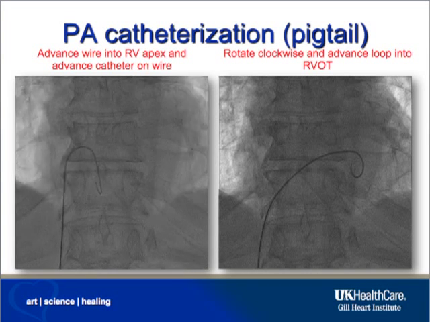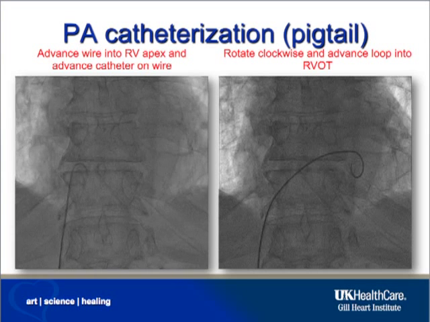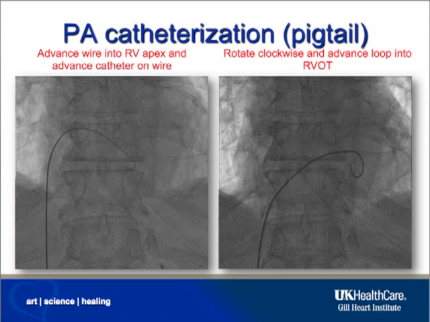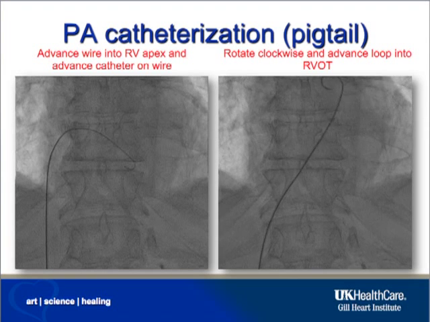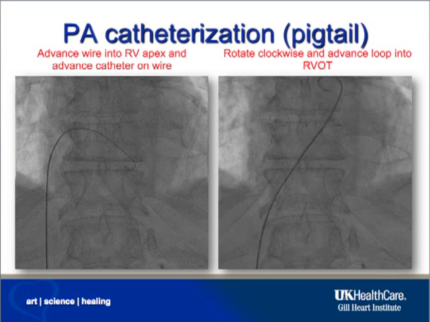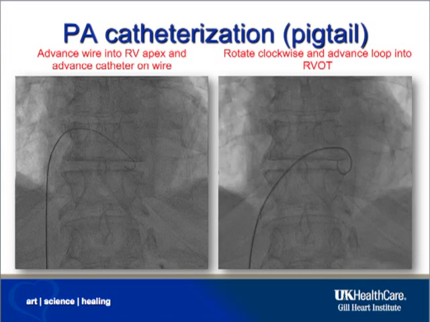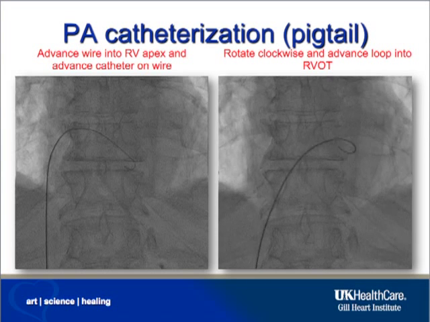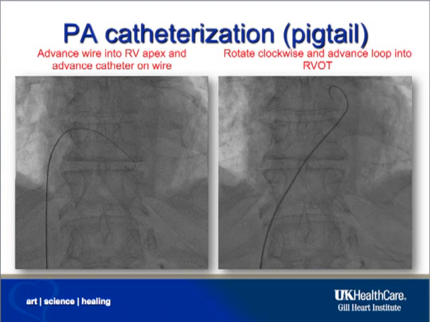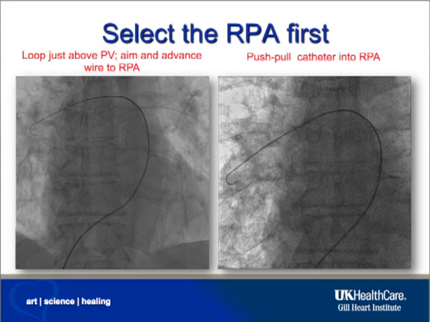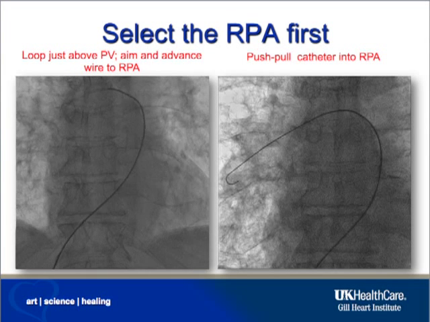The wire is then advanced into the right ventricle, and then the catheter is advanced over the wire into the right ventricle. With the wire pulled back into the pigtail catheter and the pigtail in the right ventricle, clockwise rotation of the pigtail and advancement will direct the pigtail up into the right ventricular outflow tract and allow advancement into the main pulmonary artery. With the pigtail just above the pulmonic valve and directed toward the right pulmonary artery, the wire can be advanced into the right pulmonary artery.